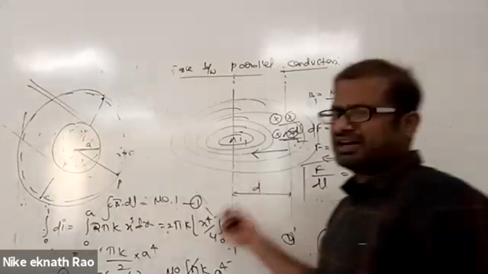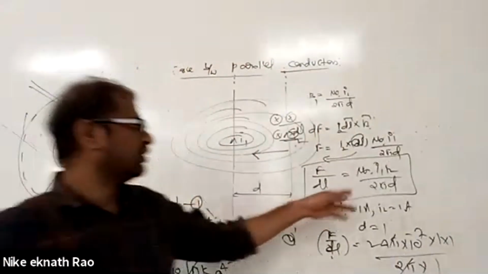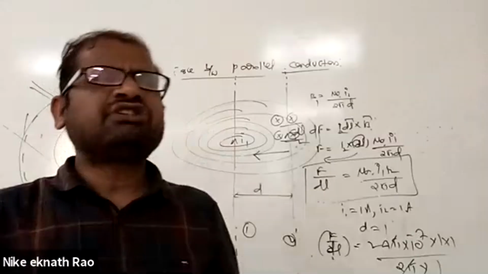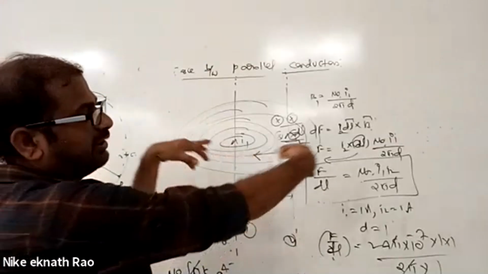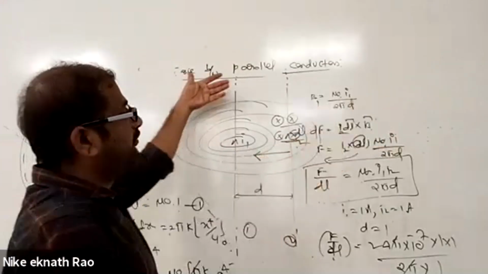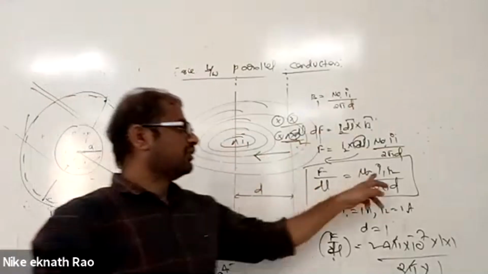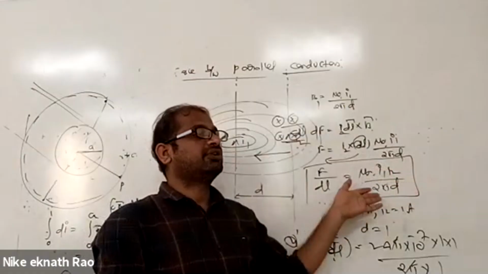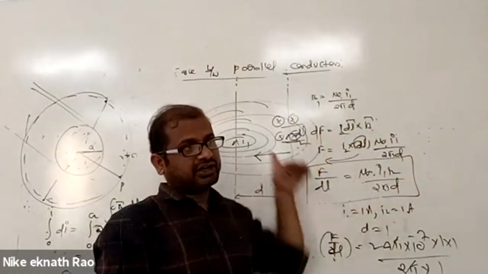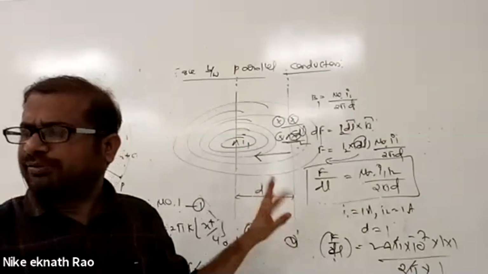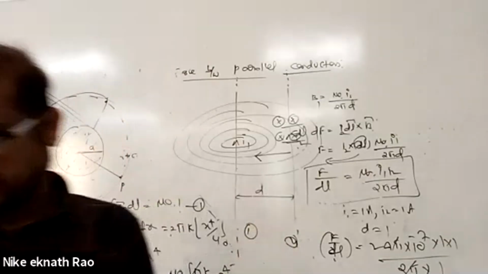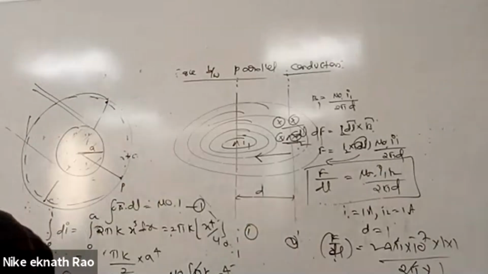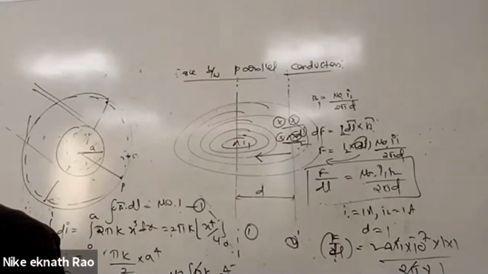Based on this formula, they will ask basic questions. Force per unit length is mu naught I1 I2 by 2 pi d. They may say the distance between the conductors is doubled and the current becomes half. What is the new force? 1 by 2, 1 by 2, 1 by 4. The distance is doubled, so it becomes 1 by 8. So the force becomes F by 8. Accordingly, problems will be framed here. Keep this in mind, they may ask some questions and you should answer based on that. These are force per unit length and the definition of ampere.